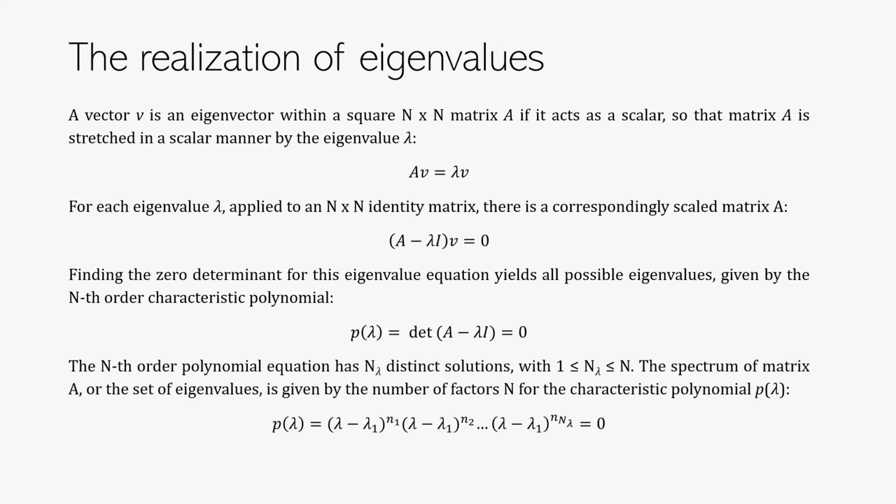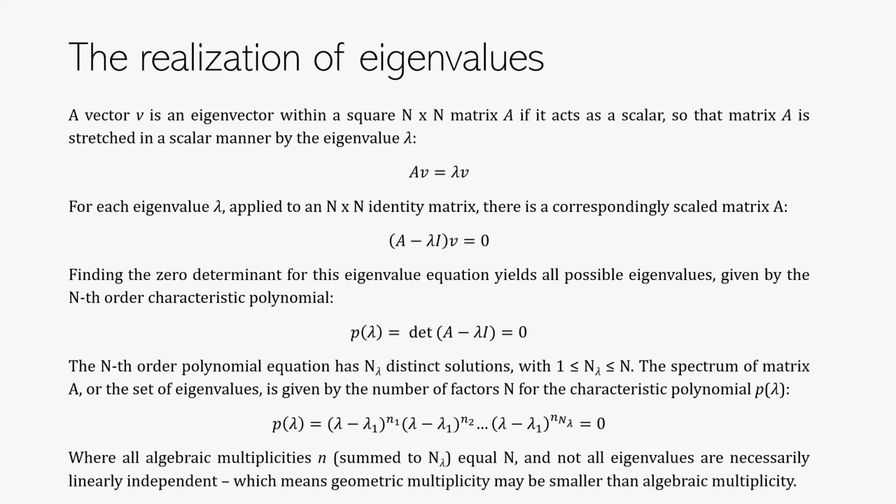The nth order characteristic polynomial equation has n sub lambda distinct solutions, with n sub lambda between 1 and n. The spectrum of matrix A, or the set of eigenvalues for matrix A, is given by the number of factors for the characteristic polynomial p lambda, where all algebraic multiplicities summed to n sub lambda equal n. And it's important to note that not all eigenvalues are necessarily linearly independent, which means the geometric multiplicity may be smaller than the algebraic multiplicity.